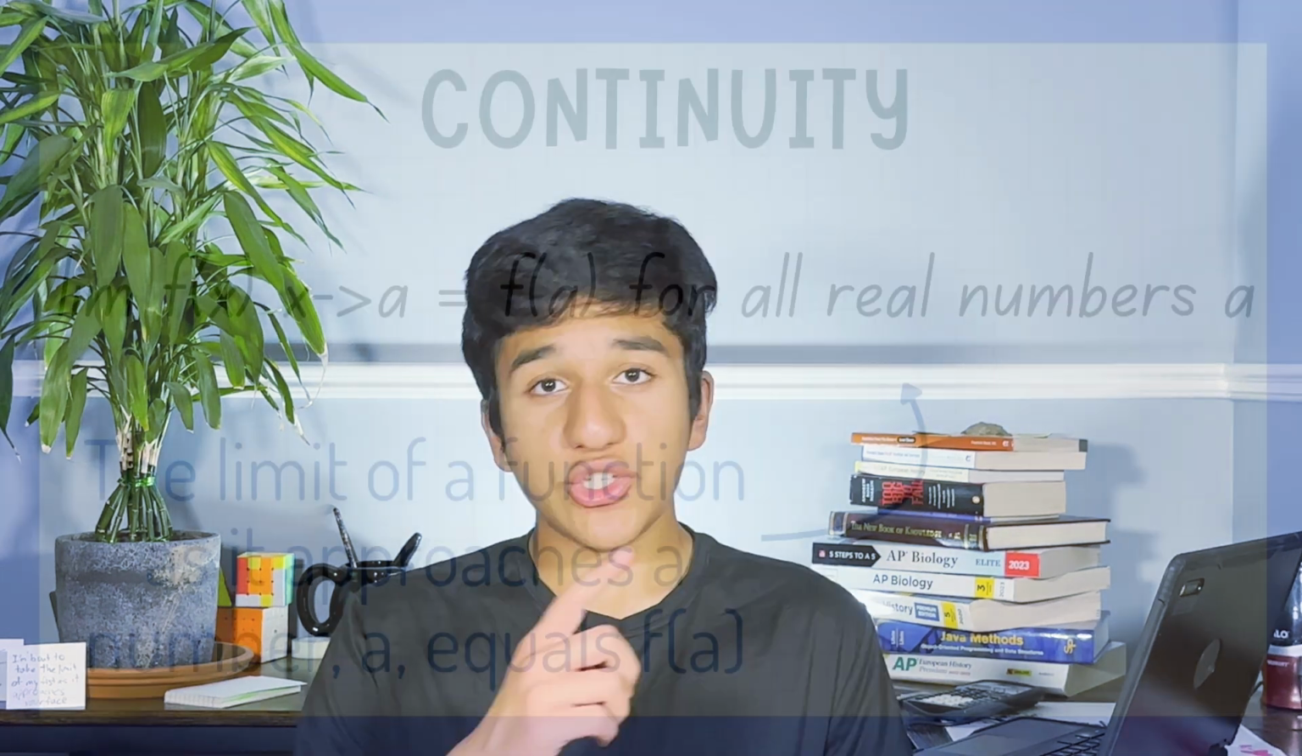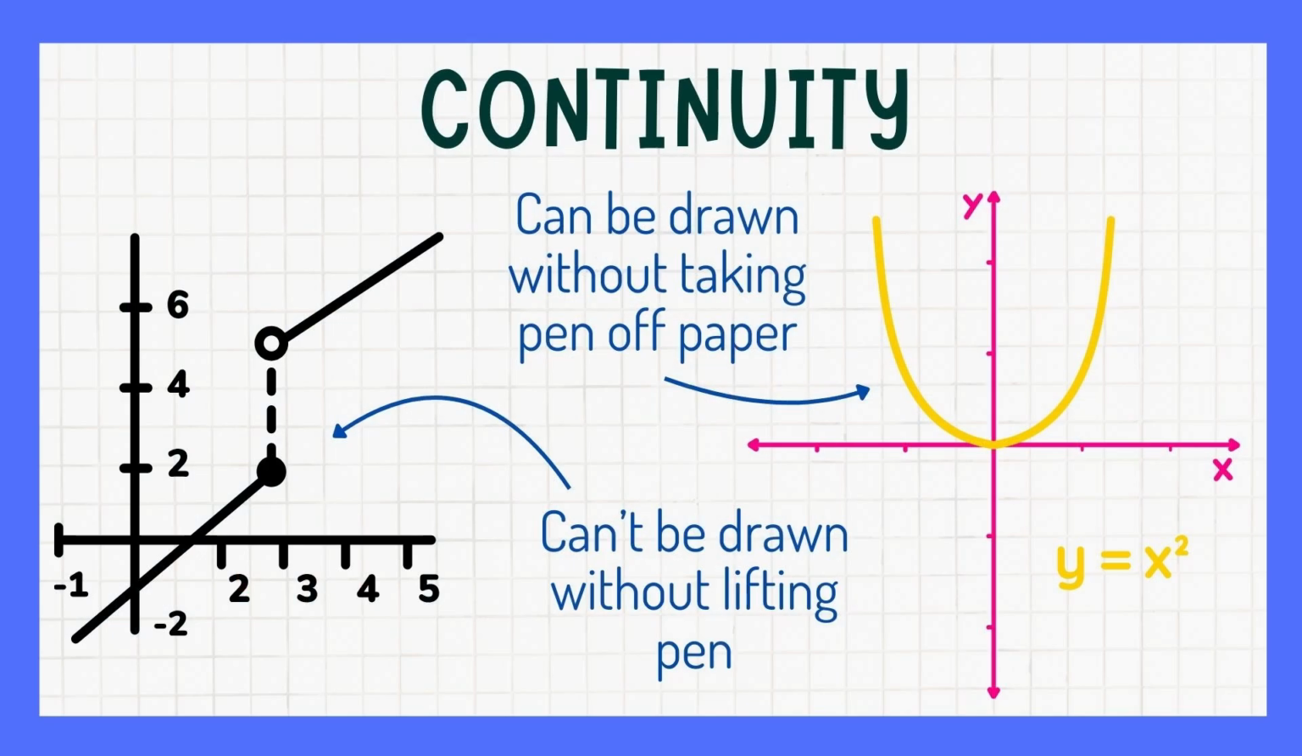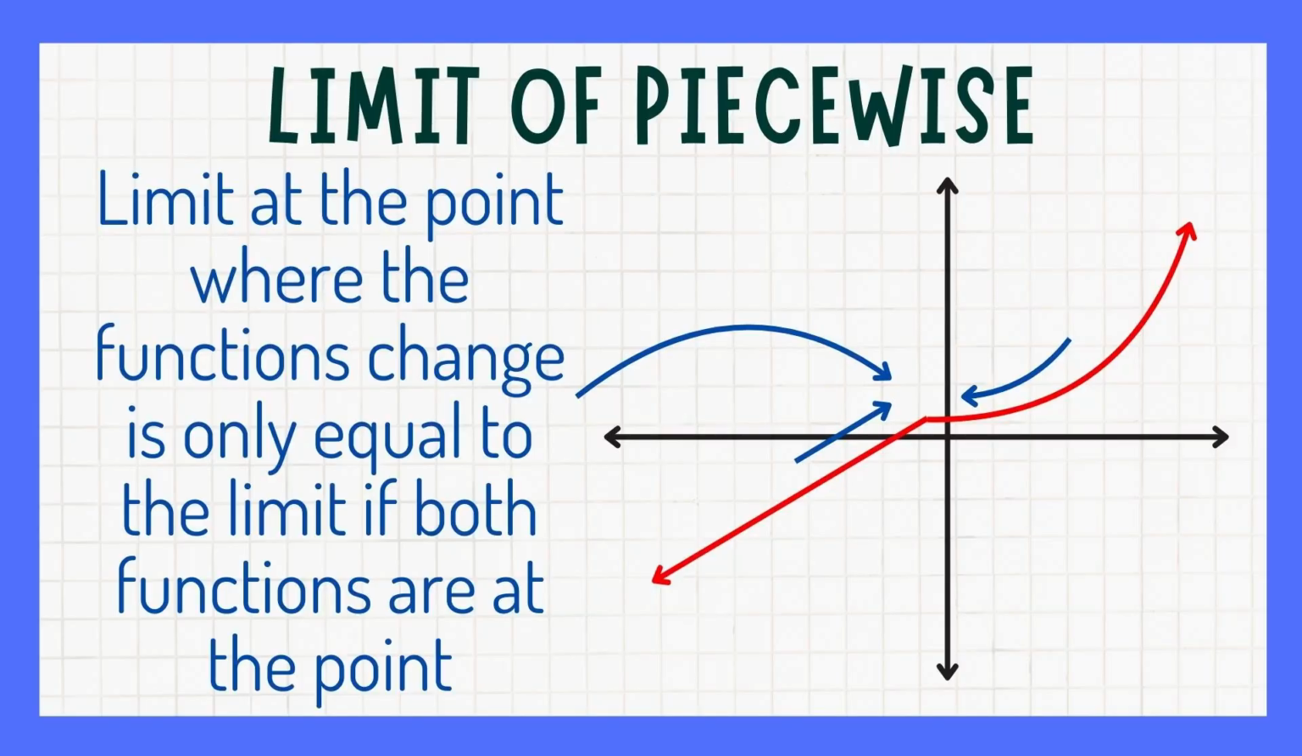To understand the limits of piecewise functions, you have to understand continuity. Not video consistency, but this rule. Put simply, this just means that you can draw a function without lifting up your pen, like this, but not like this. However, the limit of a piecewise function as the x value approaches the value that the functions change is only equal to one of the functions if the limit from the right of the right function is equal to the limit of the left.